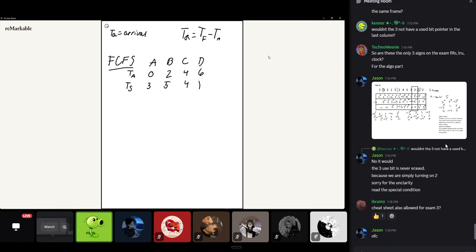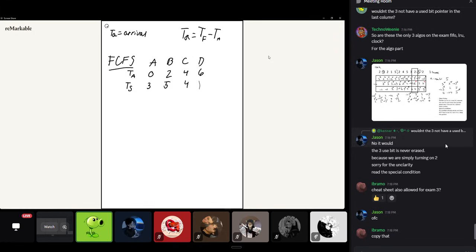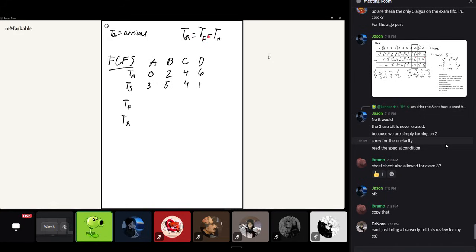Now it's your job to figure out the finishing time. So at what point do these processes finish? It'll be TF, or T finish. And you need to also calculate the turnaround time, aka the TR. The TR is equal to TF minus TA. This is a hard formula. Please write it down. Keep it in mind. You're going to use this for every scheduling algorithm question, and this will make more sense in a second.